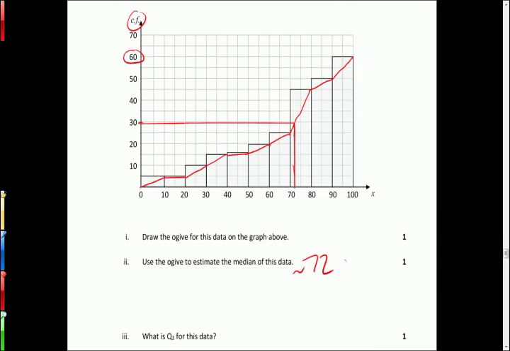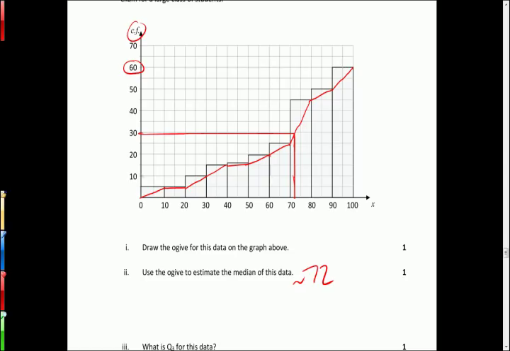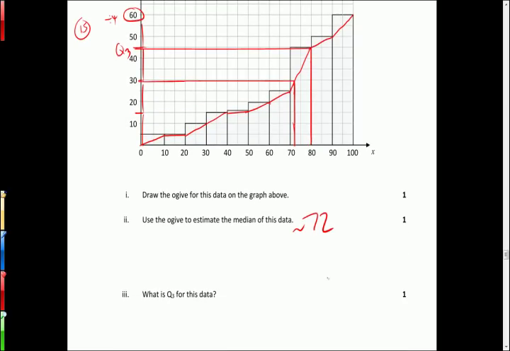What's Q3 for this data? Well, Q3 is the third quartile. The first quartile would be half of 30, which is 15, go across and down. Then we've got 30. Then the third would be 45. Because if I just get 60 and divide it by 4, it gives 15. So to split this data up into 4 equal bits, it's 15, 15, 15, 15. The third quartile will be go across here at 45, hit the ogive, which is red, and it hits it right there. Slap bang on 80.